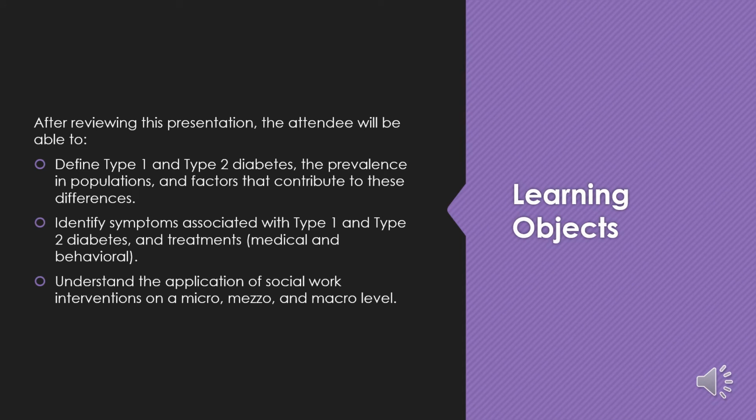After reviewing this presentation, the attendee will be able to first define type 1 and type 2 diabetes, the prevalence in populations, and factors that contribute to these differences. Secondly, they will be able to identify symptoms associated with type 1 and type 2 diabetes, and treatments, medical and behavioral. Lastly, they will be able to understand the application of social work interventions on a micro, meso, and macro level.